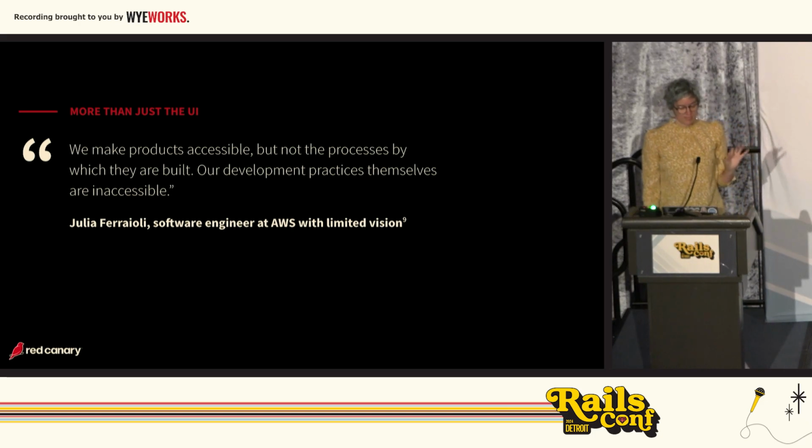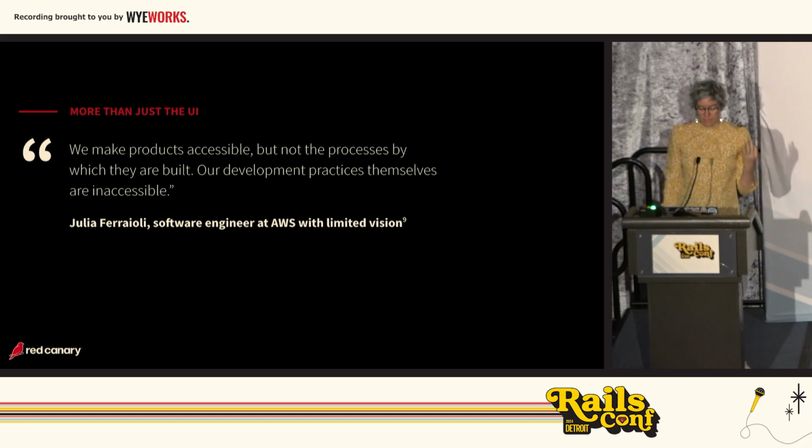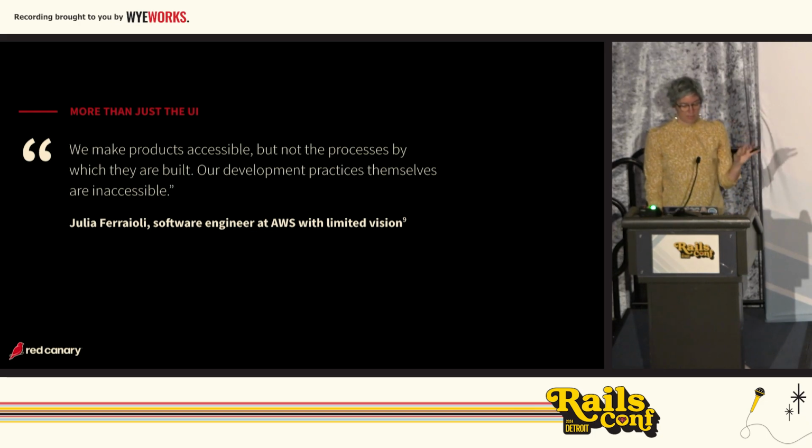We make our products accessible, but not the processes by which they are built. Our development practices themselves are inaccessible. So this is an engineer at AWS who was born with full vision, and over time has been losing more of their vision. So there are two main ways we can approach accessibility when we're thinking about the back end of the tech stack, right? The first is the code itself. The second is general practices.